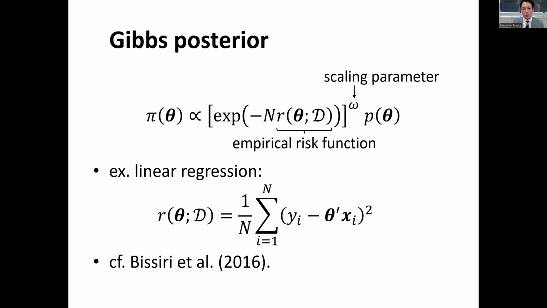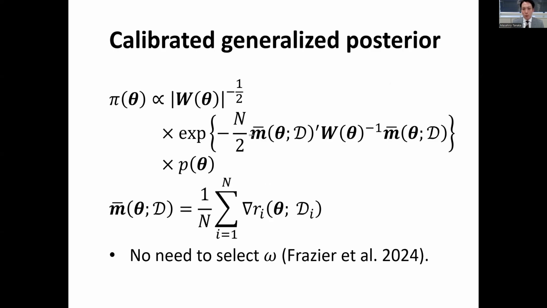To tackle this problem, recently, Fraser and the others proposed a new approach that specifies a quasi-posterior as this. The main component is M bar, the mean of the gradient of loss functions. And W denotes a Weyl matrix. This approach can provide the proper uncertainty quantification without selecting omega and some regularity condition.